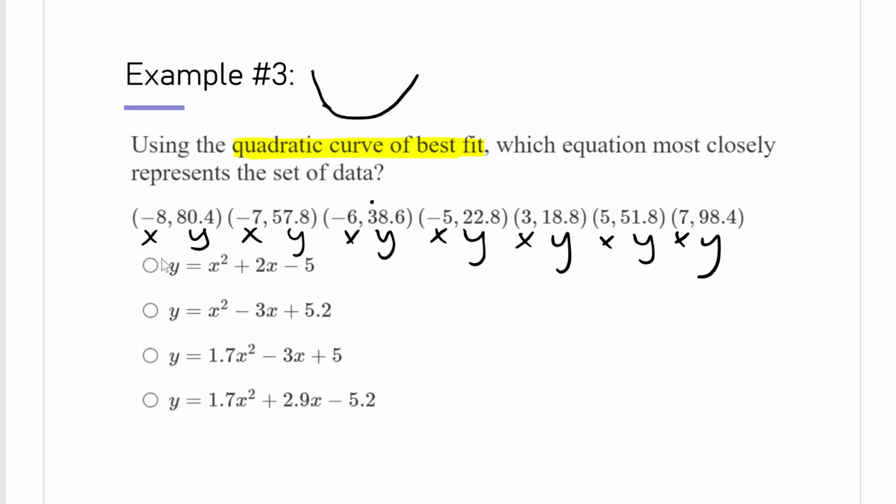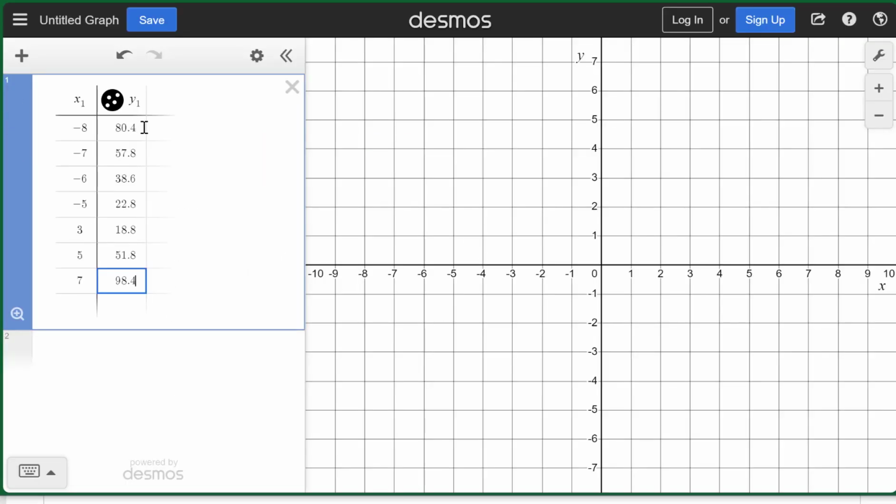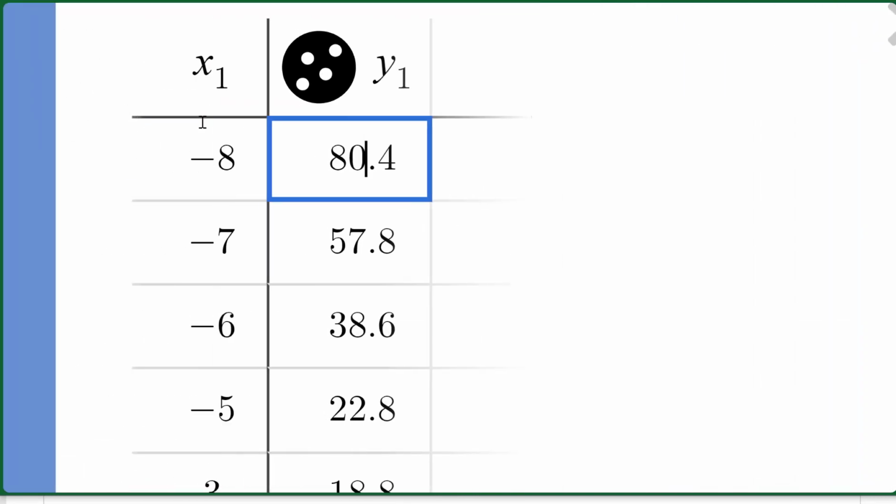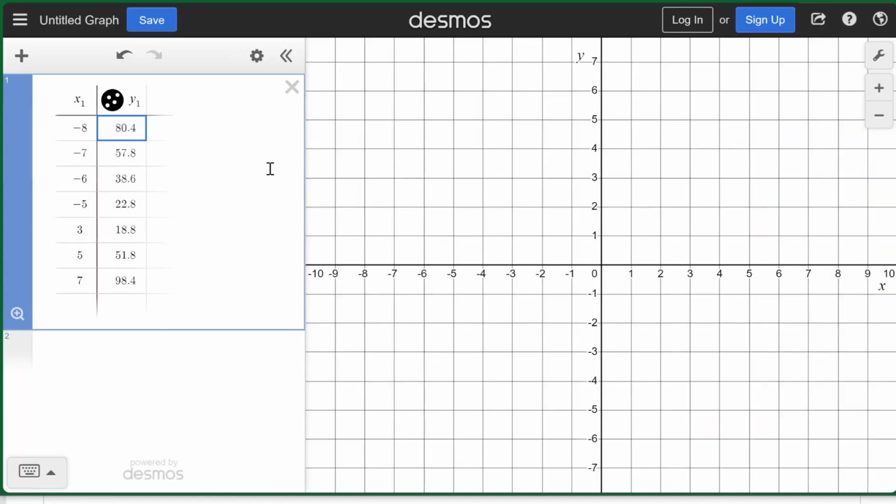For example, the first point is negative 8, 80.4. In Desmos, my first point is negative 8 and 80.4. Step 2, find the points on the graph.